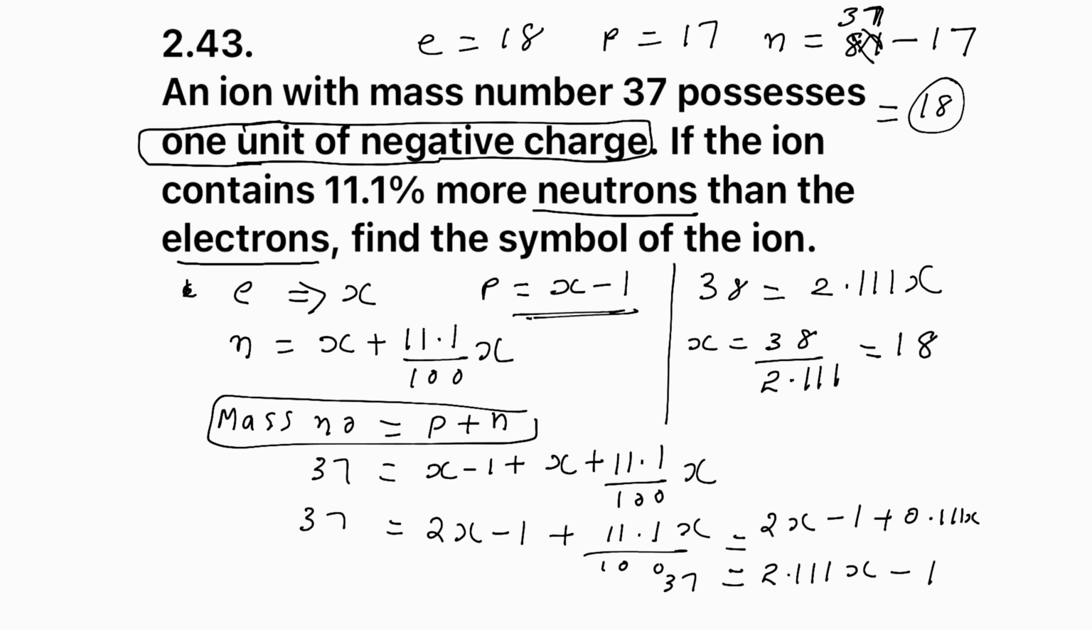And you know which element it is, right? It is chlorine, because the proton number is 17. Mass number is 37. And it carries a negative charge. Clear? As per the question, it carries a negative charge.